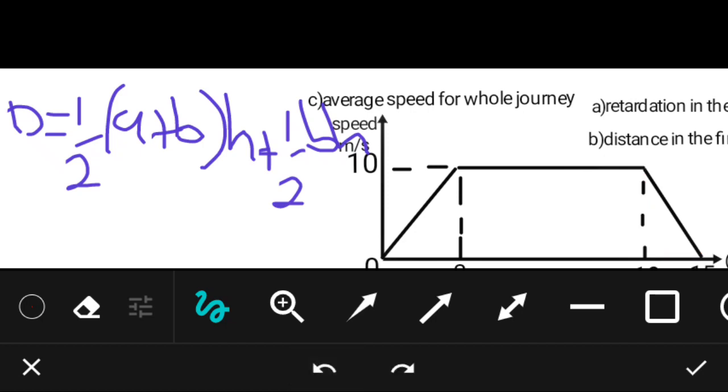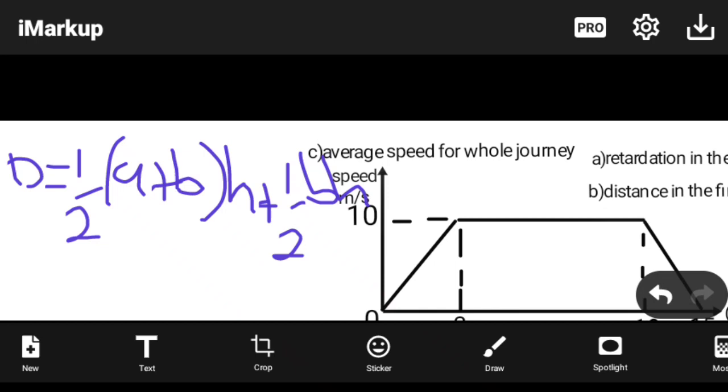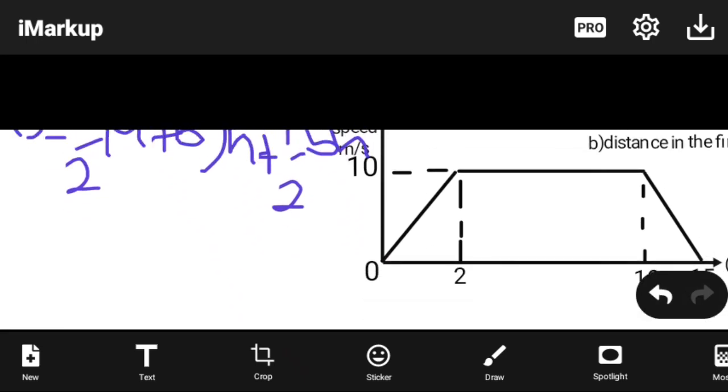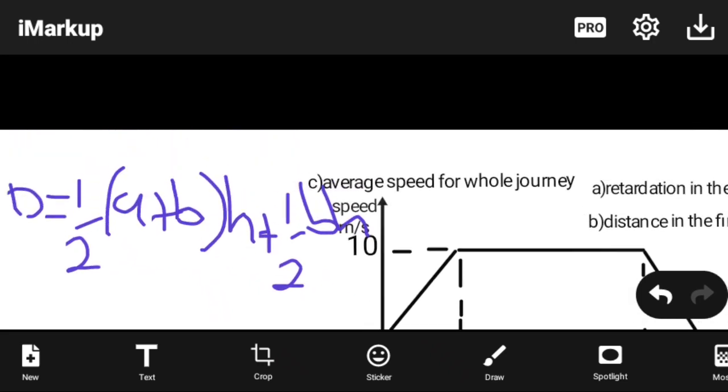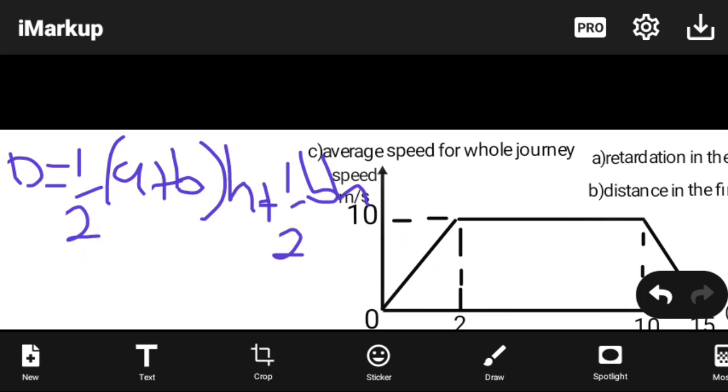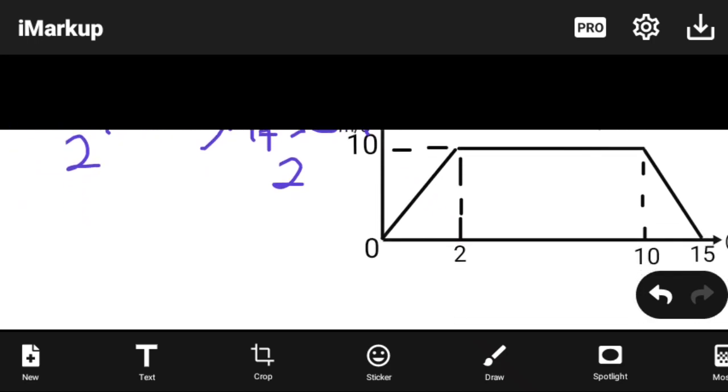Then we can now proceed. So we'll say distance is equal. Here we are finding the distance first. So we need to find the distance first before calculating the average speed for the whole journey. That you should know, because we don't know the distance for the whole journey. So first we need to calculate the distance for the whole journey.